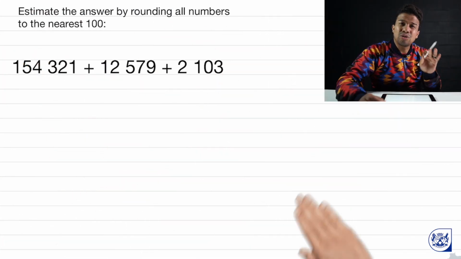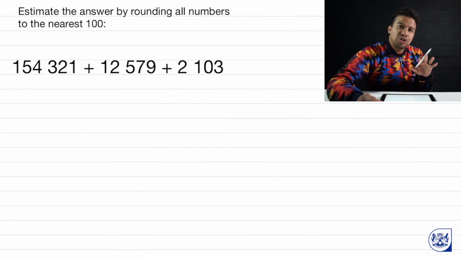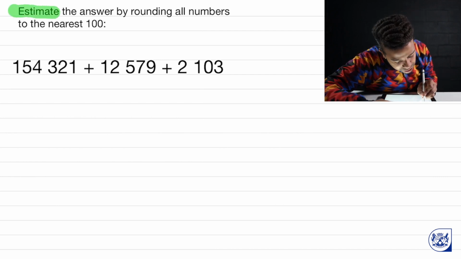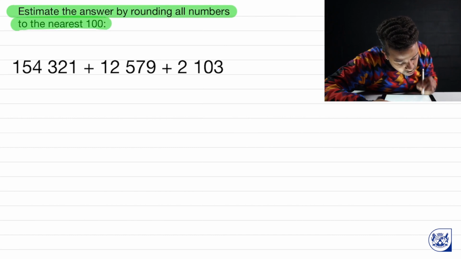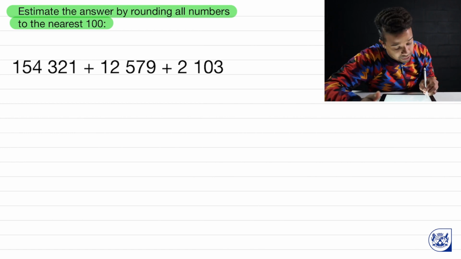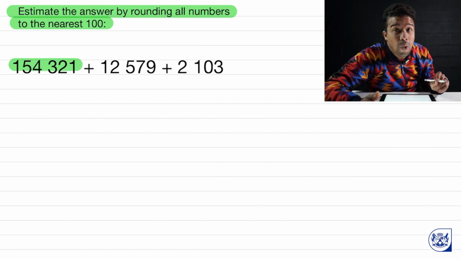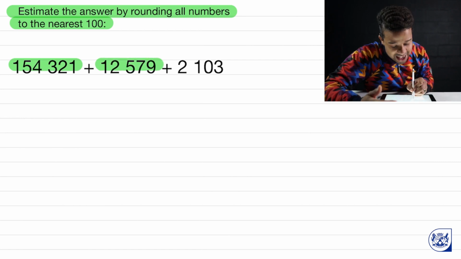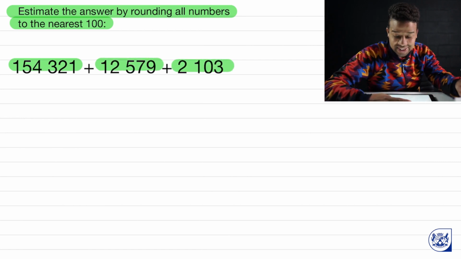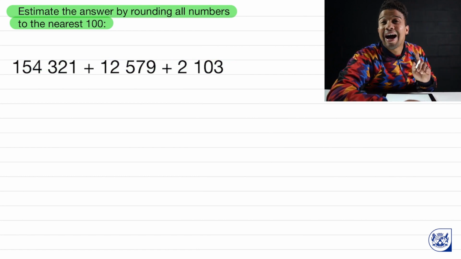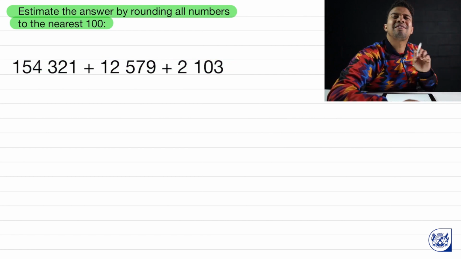Okay, so let's start off by reading the question thoroughly. It says, estimate the answer by rounding all numbers to the nearest 100. And the numbers are as follows. It's 154,321. It's 12,579 and 2,103.